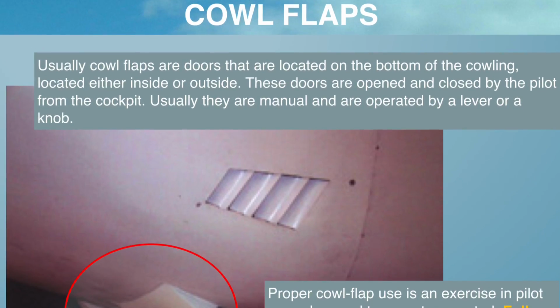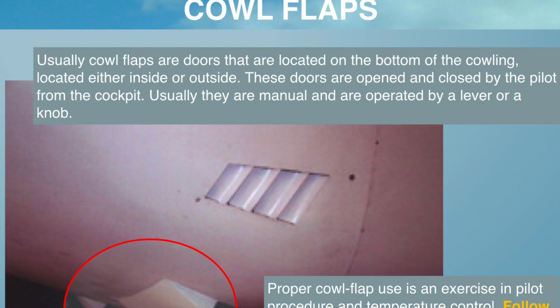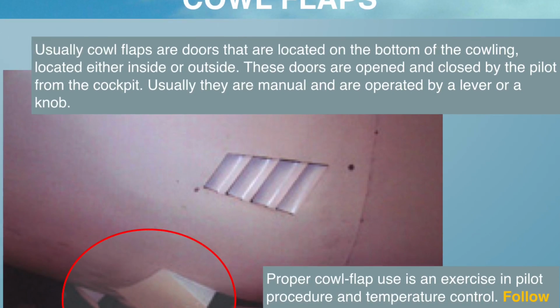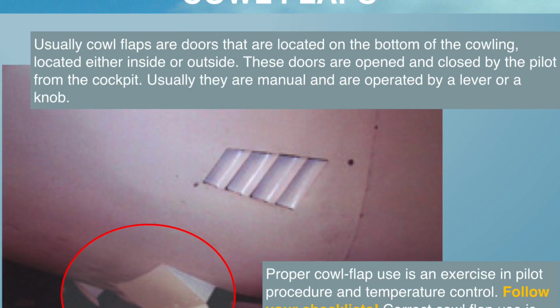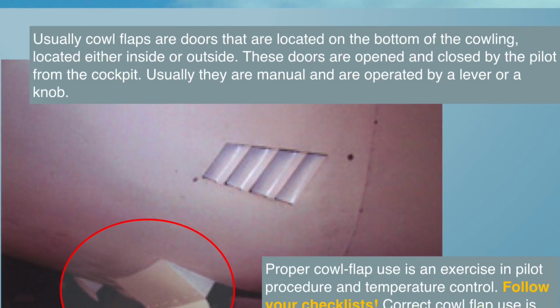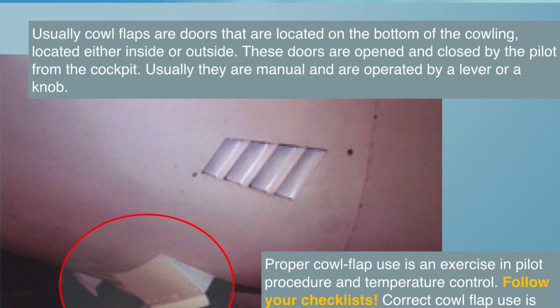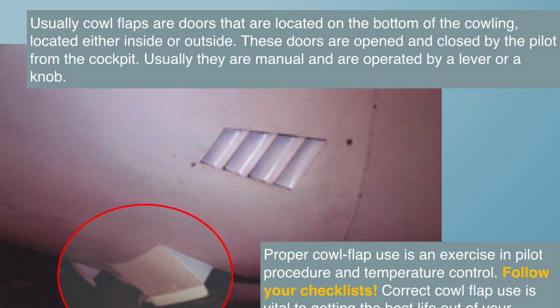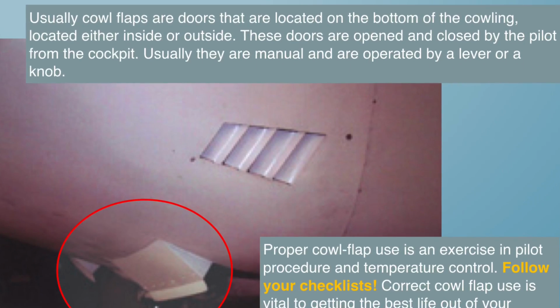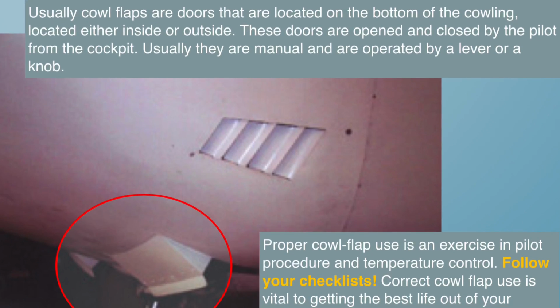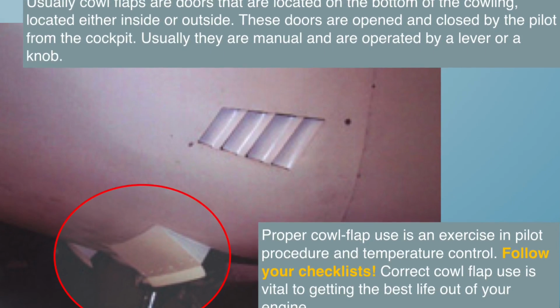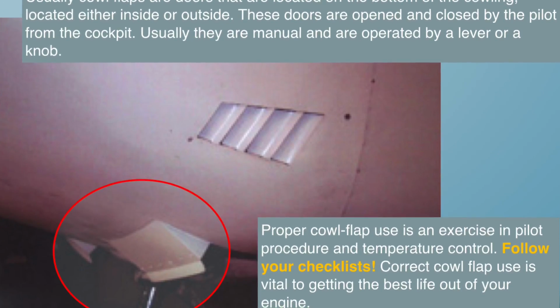So now on to cowl flaps. With the horsepower being greater than 200 horsepower, the engine and the entire engine area is going to heat more than with a horsepower that's less. Usually cowl flaps are doors that are located on the bottom of the cowling, either inside or outside, and these doors are opened and closed by the pilot from inside the cockpit. Usually they're manually controlled and are operated with a lever and a knob.